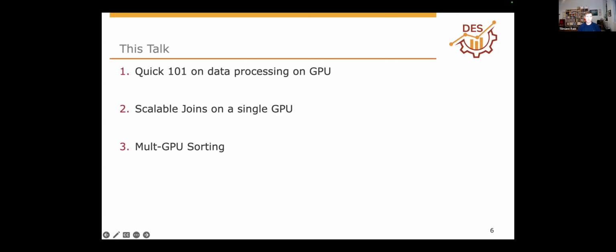And then we'll go into, and there I have a typo, multi-GPU sorting. So what if we have multiple GPUs in a single system? How can we use them for data processing?